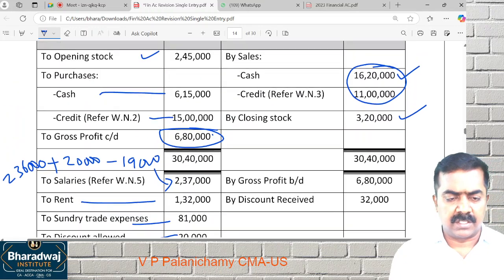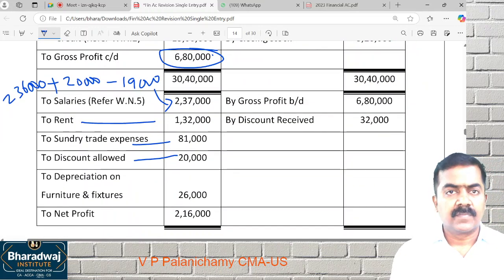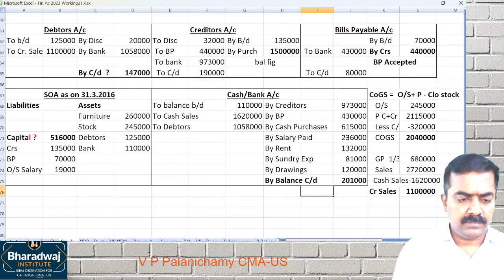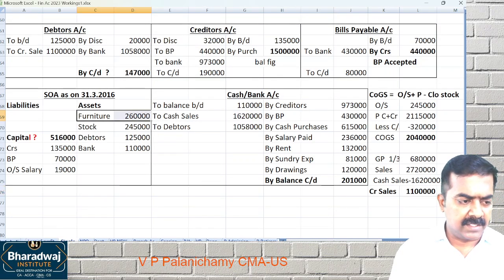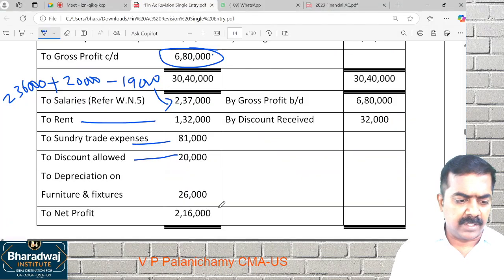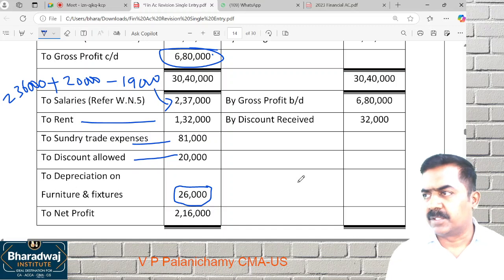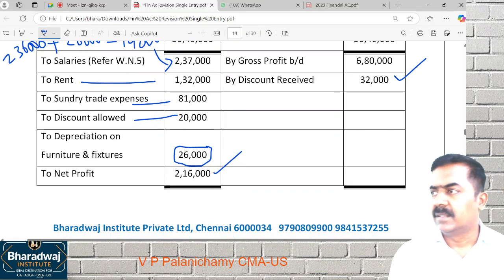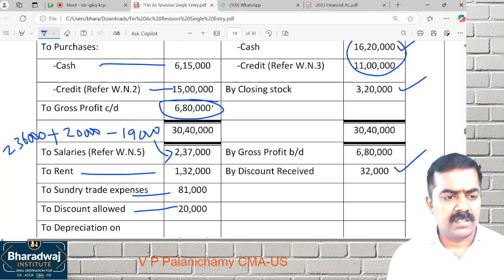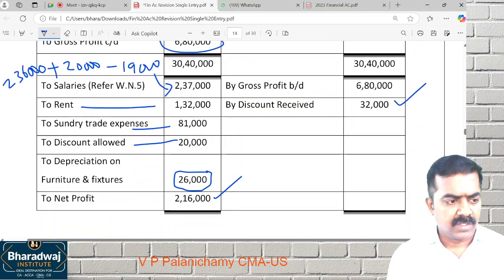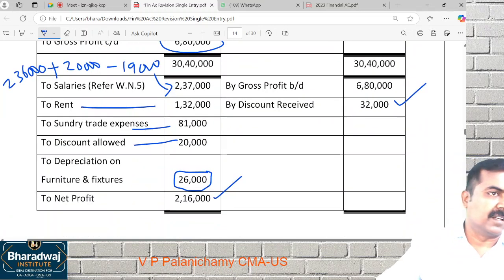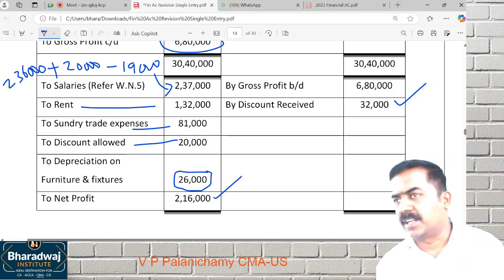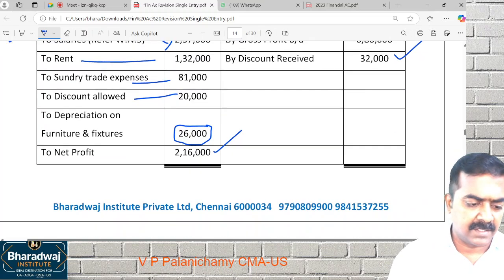Depreciation on furniture. What is the value of furniture? 2,60,000. That into 10% will give us what? 26,000. Diminishing balance method was mentioned. Credit discount received. As a balancing figure you will get net profit. Any doubt in it? Salary, outstanding expense adjusted and recorded. In the previous problem there was no such adjustment, but here it is given. Depreciation, diminishing balance method, 2,60,000 into 10%, 26,000.